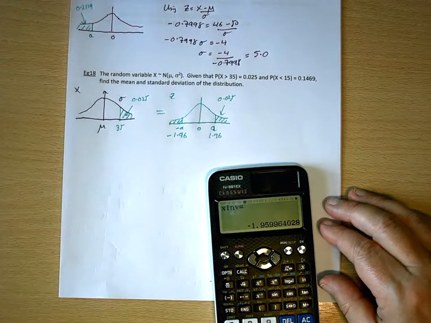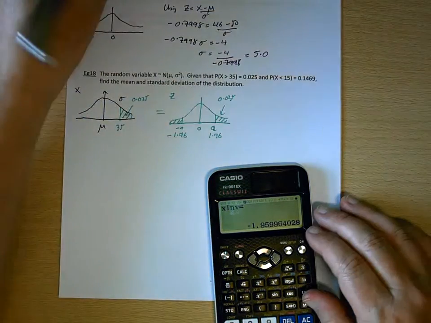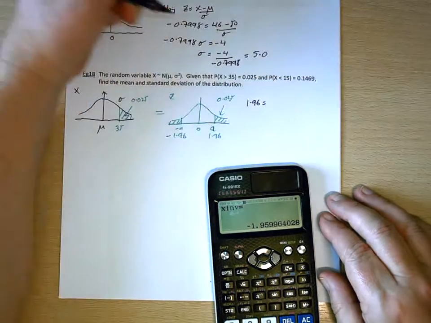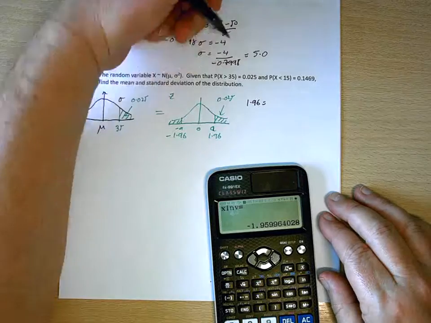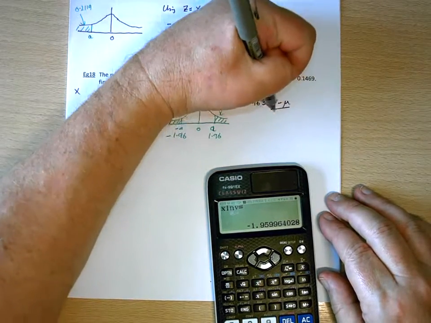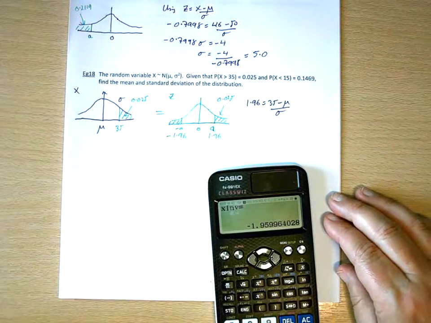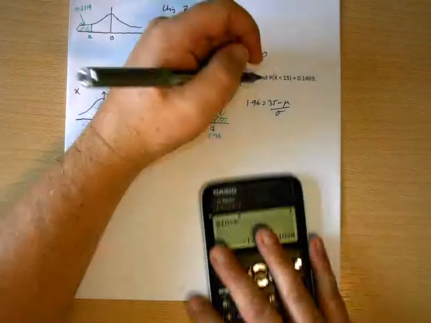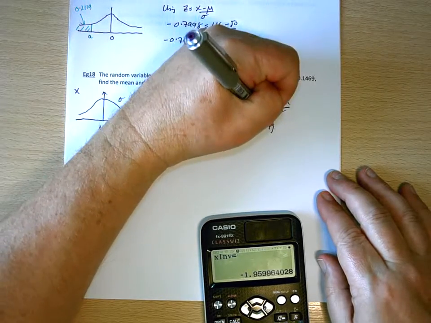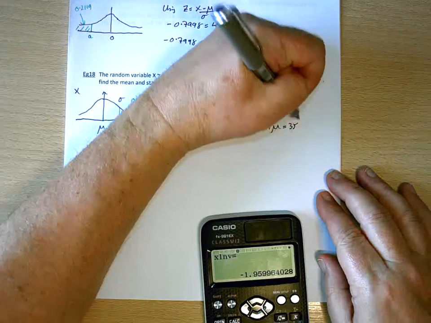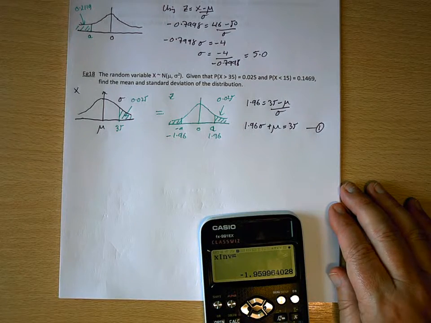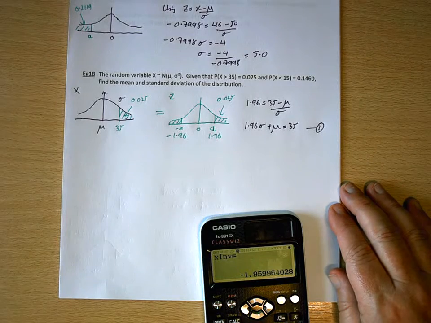So using the transformation function then, I've got z, which is 1.96, equals x, which is 35, minus mu over the standard deviation. So rearranging that, bringing the standard deviation up, bringing the mu over, it forms one equation with two unknowns.